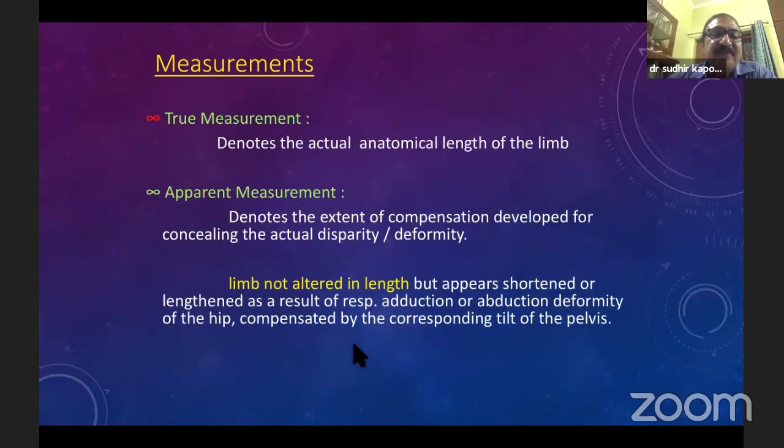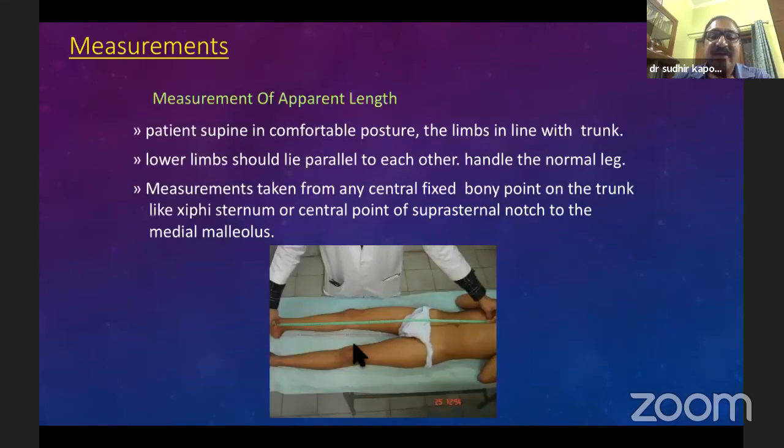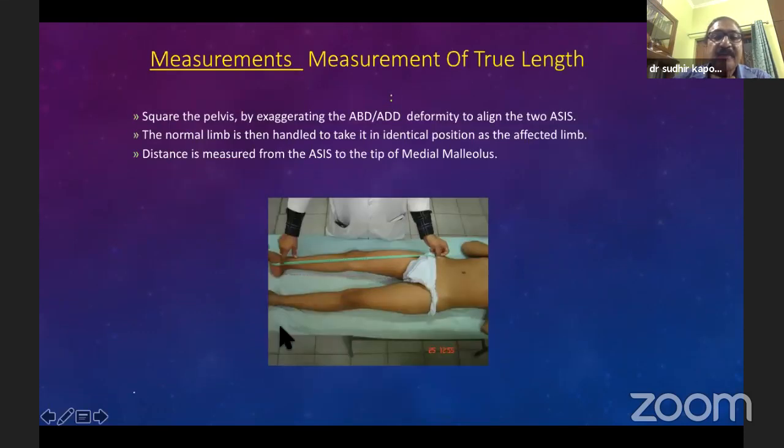Now we come to measurements. There are true measurements and apparent measurements. Apparent measurements are taken in whatever position the patient is lying. From any central point of the body, we measure till the medial malleolus without squaring the pelvis. In the true length, we square the pelvis, by the method I had already shown you, and then measure the true length.